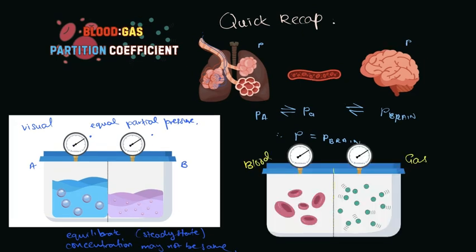By extending this knowledge to real phases in our body, the blood and the gas in the alveolus, once we introduce the gas and allow them to equilibrate, we can see that both phases achieve steady state when they have the same partial pressure.